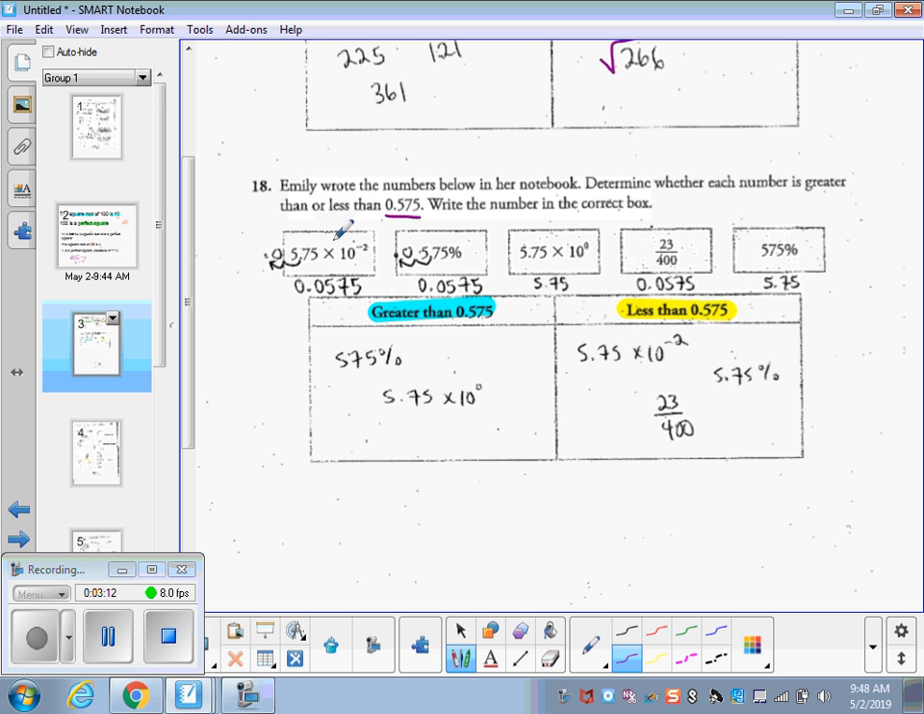So for the first one, it just reviews scientific notation. The decimal moves back twice, and that number would be a 0.057. That one is smaller than a 0.575, so that's over here in this list.